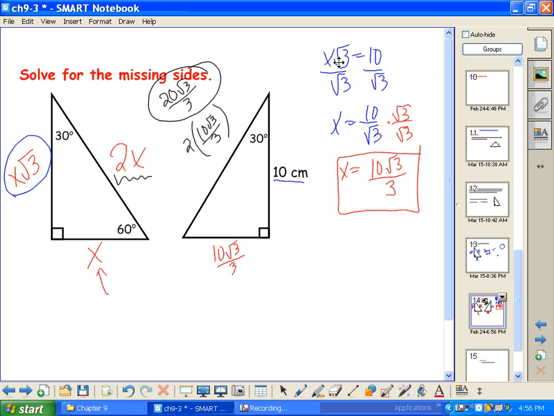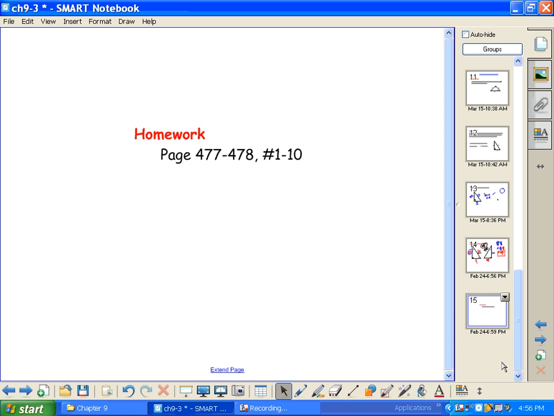You do have homework tonight. It's the homework that is on your syllabus, page 447, 477, 478, numbers 1 through 10. This is sometimes a hard concept to grasp at first, but you do need to practice it. Help each other as much as you can. I will be back tomorrow and we can answer any other questions that you have and clear up any misconceptions.